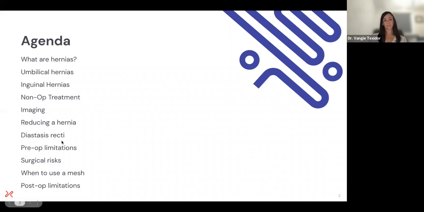that I get a lot of patients referred to me thinking that they have a hernia when they don't. Talk about the pre-op limitations, what the surgical risks of the surgery itself are, when we need a mesh during the repair, and what the post-op limitations are for that patient.